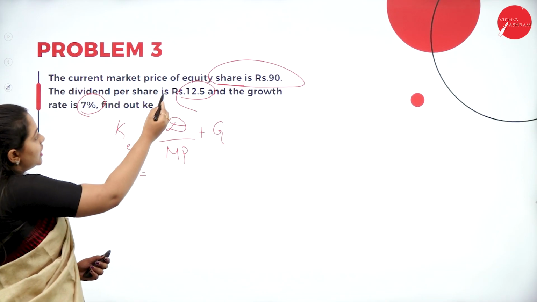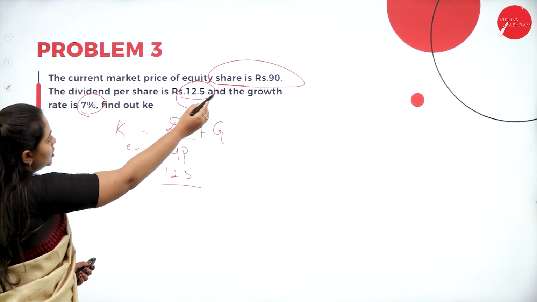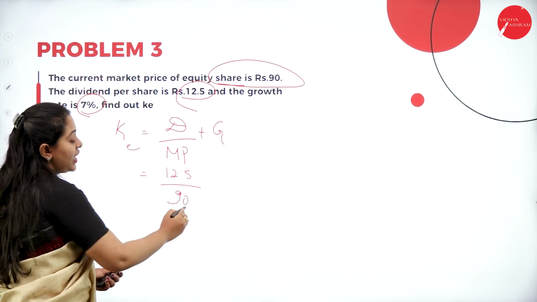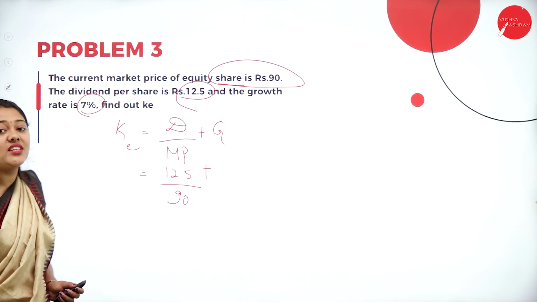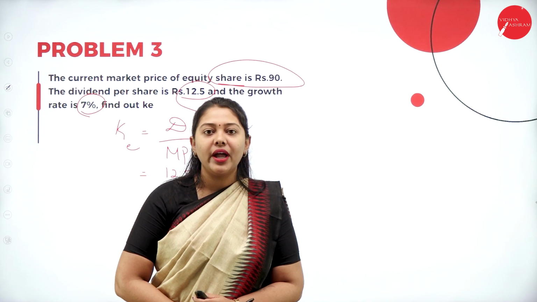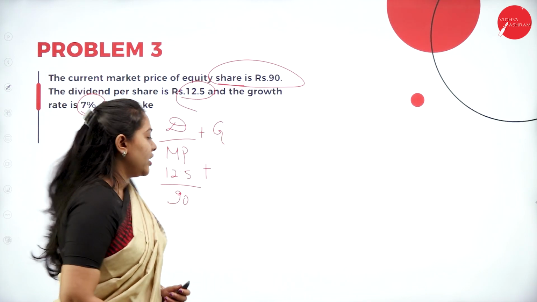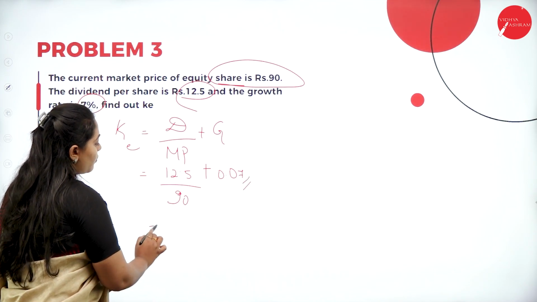So what is the dividend given in the question? 12.5 per share. What is the market price? 90 rupees is the market price. And what is the growth rate? Growth rate is 7%. So if it is 7%, directly 7 divided by 100, the value you get is 0.07.